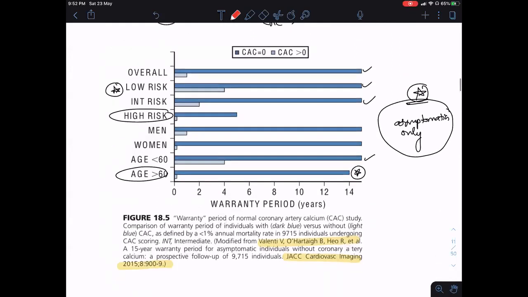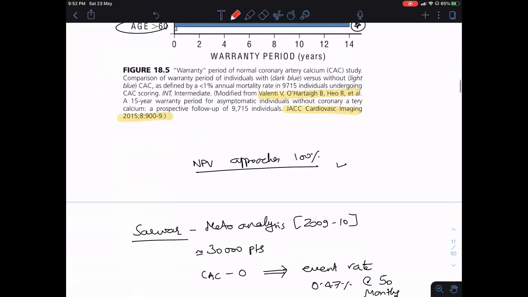So it's been found that it gives a good warranty period. That is, if the CAC is zero, your chances of developing a significant mortality-inducing coronary event, which was measured at various time points, was quite less. We'll come to it a little while later.